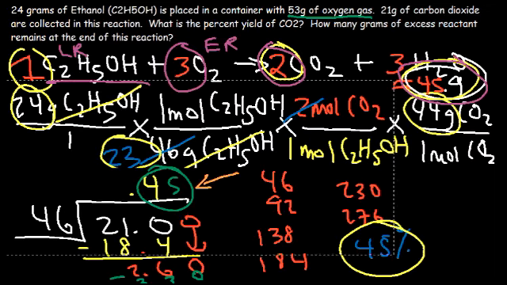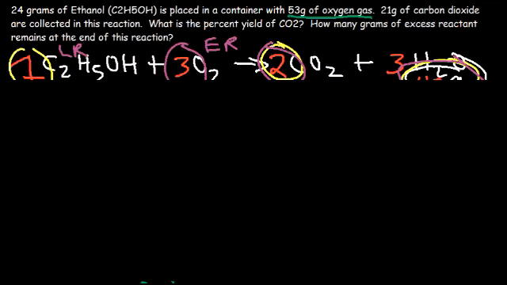So now let's focus on the second part of the problem. How many grams of excess reactant remains at the end of this reaction? We said oxygen is the excess reactant, and we have an initial amount of 53. We need to find out how many grams of oxygen gas reacts with the 24 grams of ethanol. Once we get that answer, we're going to take the total amount of oxygen, which is 53, minus the amount that reacts to get the amount that's left over.